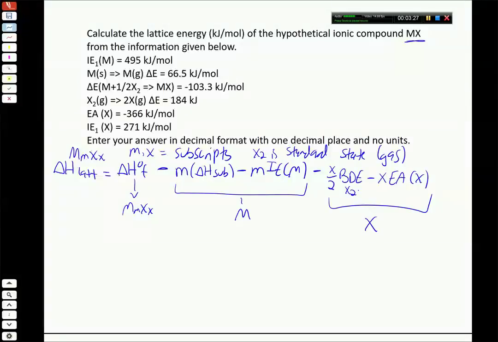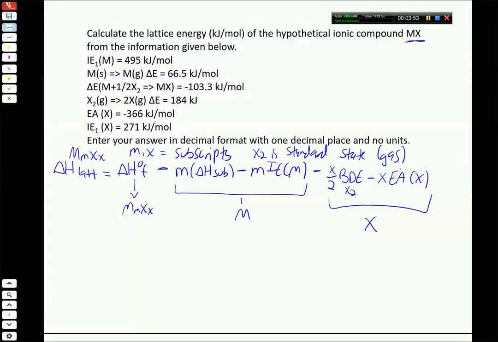We have a delta H formation, which we're never going to modify or change the sign of. We're going to subtract two terms for the metal, sublimation and ionization energy. And then we're going to subtract two terms for the non-metal. Bond dissociation enthalpy, which is multiplied by x over 2, where x is the number of non-metals, because this one is associated with the molecule X2. And then minus x times the electron affinity, where this again is the energy required to gain electrons.